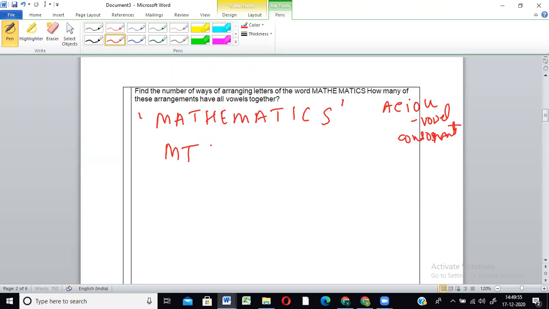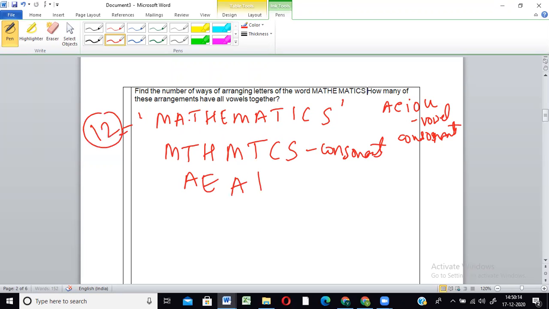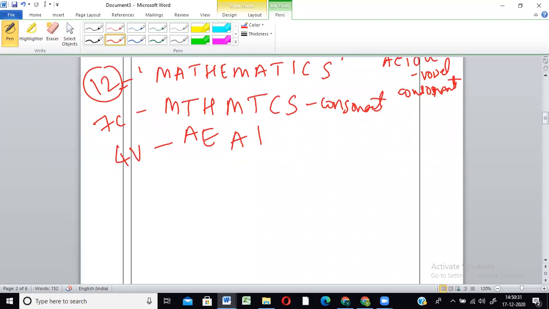So we have consonants M, T, H, M, T, C, S, right? These consonants we have in this word, and these are the vowels that we have in this word: A, E, A, I, right? So in total we have 12 letters, of which 1, 2, 3, 4, 5, 6, 7, 7 consonants we have, and the remaining 4 vowels. All right. So what do we want according to the question? We want to arrange them in such a way that all the vowels are together.